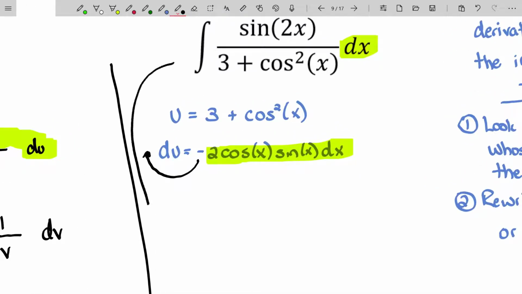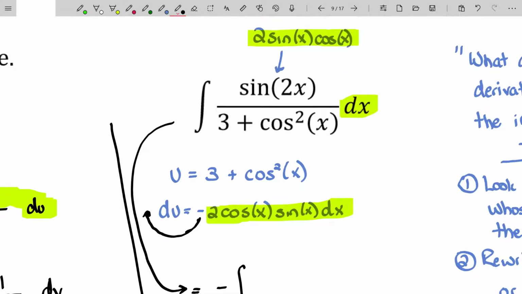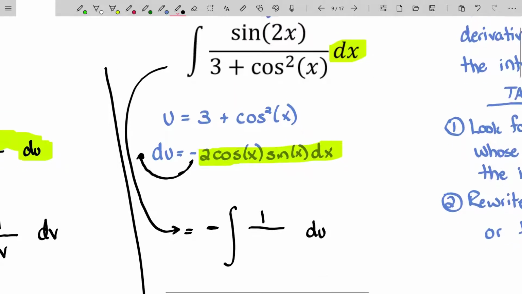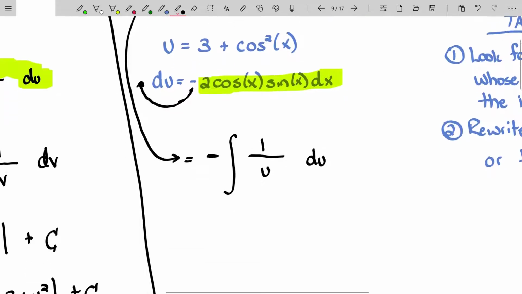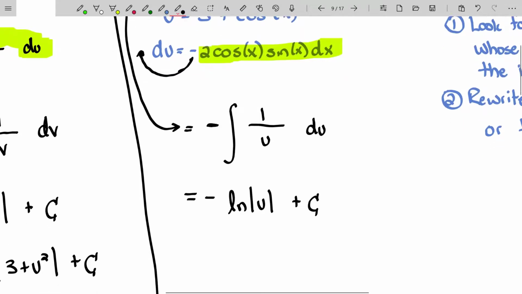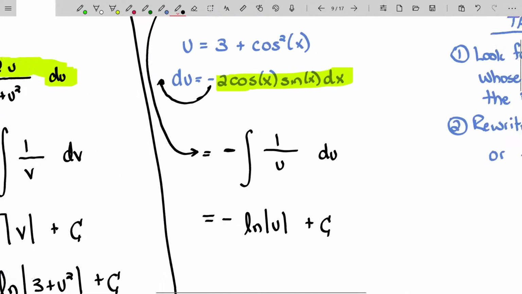So our integral becomes, or equals, negative, because of this negative from the du here, the integral of the sine of 2x, which is 2 sine of x cosine of x dx, gets traded out for a du. Again, there was a negative that got thrown out front. We have a 1 over that denominator, 3 plus cosine squared, which we just called u. And look how quickly we arrived at the negative natural log absolute value of u plus c, where u is 3 plus cosine squared of x.